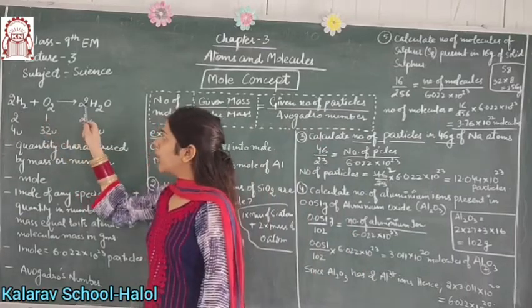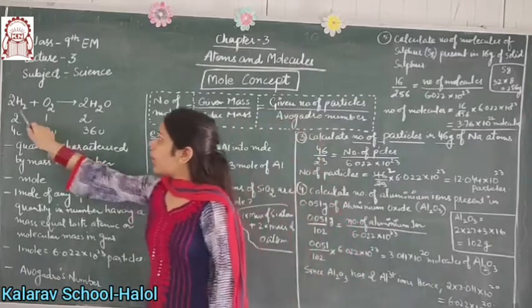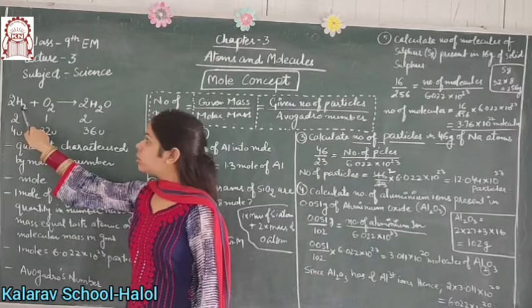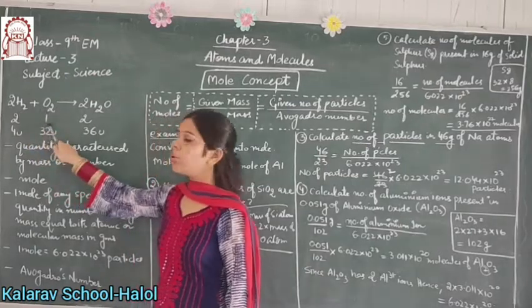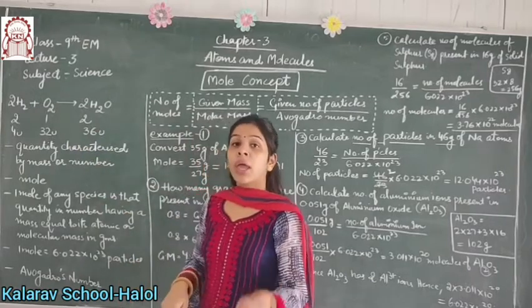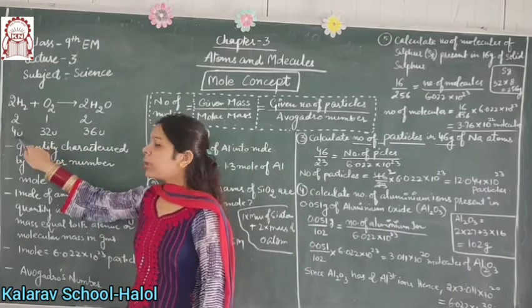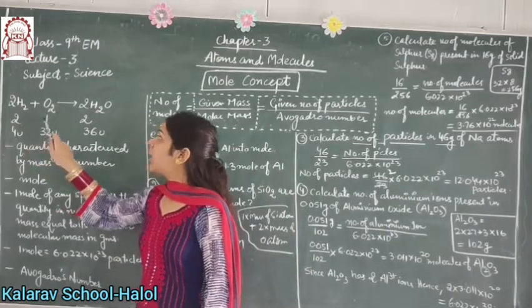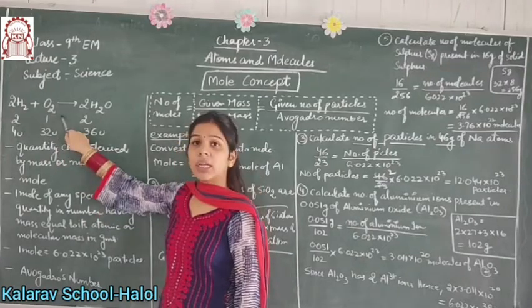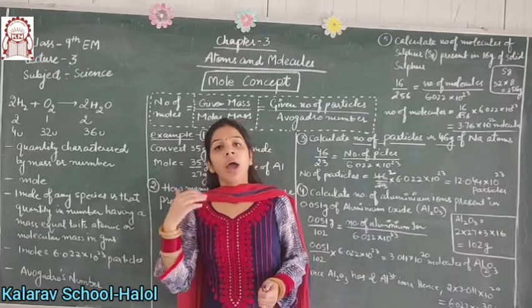2H2 plus O2 gives 2H2O. Here, two atoms or two molecules of hydrogen react with one molecule of oxygen to give two molecules of water. In terms of their masses, we say 4 atomic mass unit of hydrogen reacts with 32 atomic mass unit of oxygen to give 36 atomic mass unit of water.